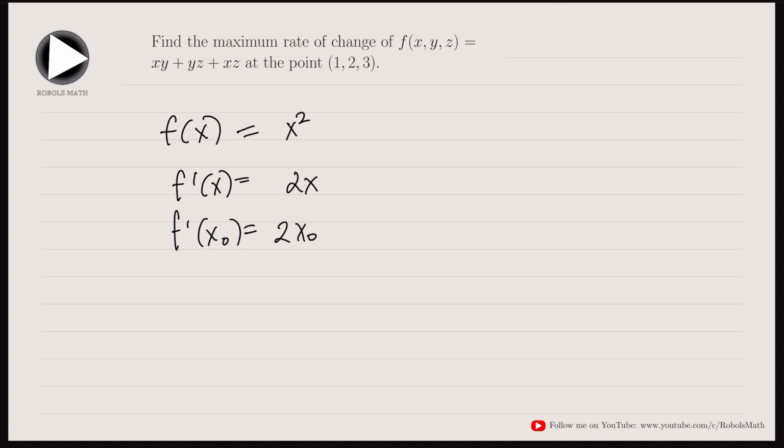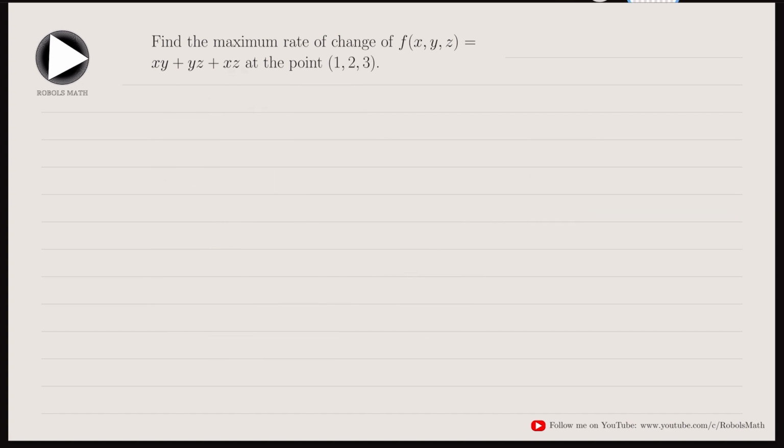So f prime of x naught is equal to 2x naught. Now, if you're looking for the maximum rate of change of the function at the point where x naught equals 2, there is no point in that question actually, because there is only one rate of change in that function, and it's going to give you this derivative here. So there is no notion of maximum rate of change for a single variable function. The maximum rate of change arises for a multivariable function.